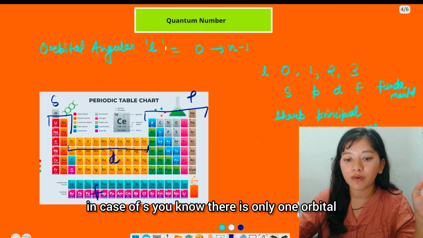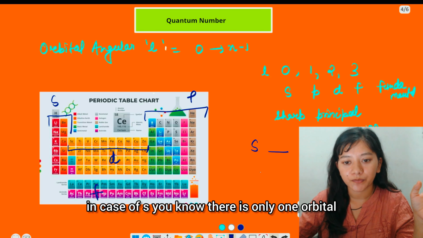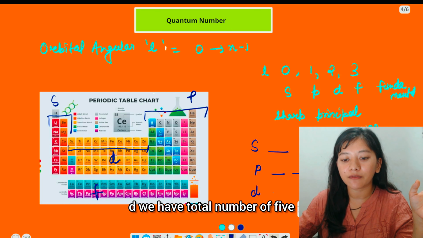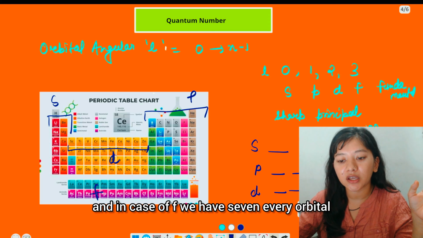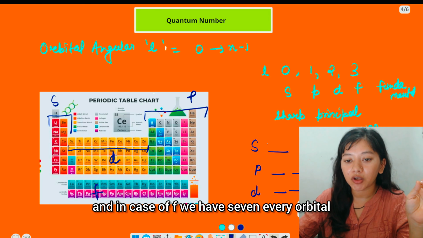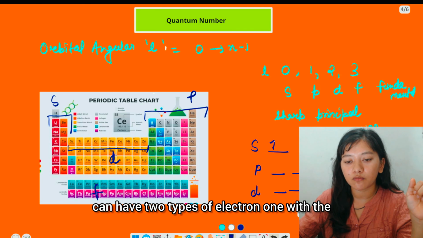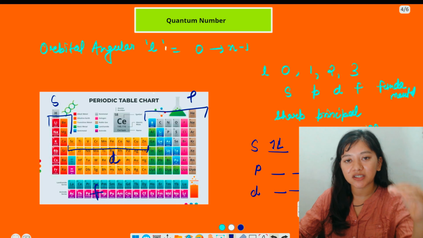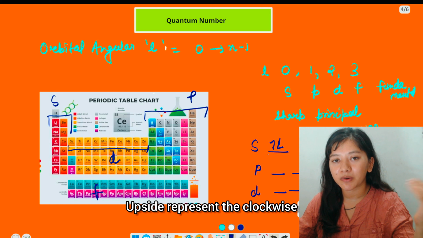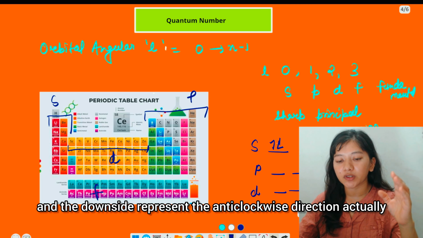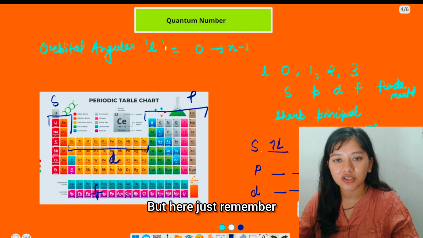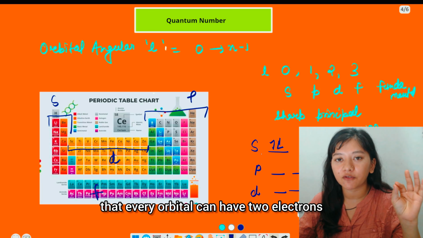Now, how do we know how many groups are present in every block? In case of S, there is only one orbital. In case of P, we have a total of 3 orbitals. In D, we have a total of 5, and in case of F, we have 7. Every orbital can have two types of electron, one with the upside spin and the second with the downside. Upside represents the clockwise and the downside represents the anti-clockwise direction. But here just remember that every orbital can have 2 electrons.